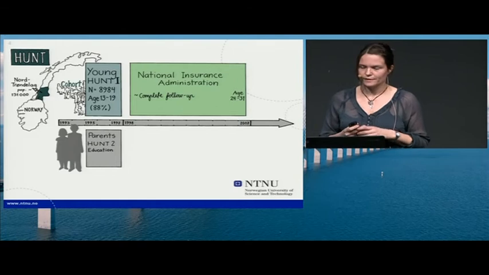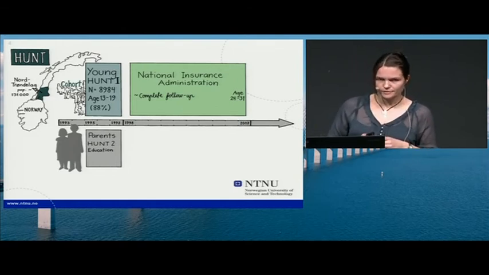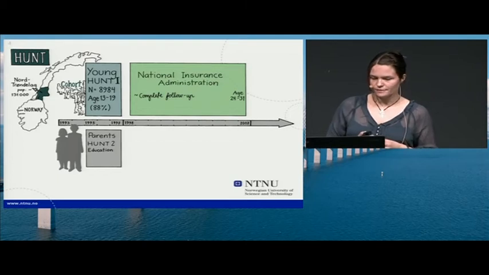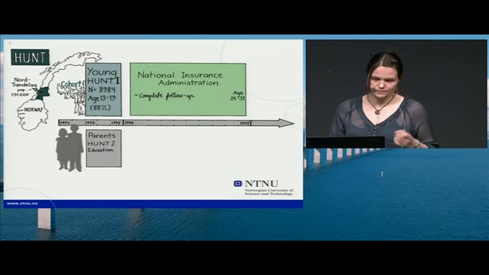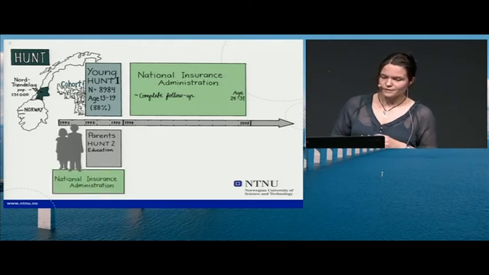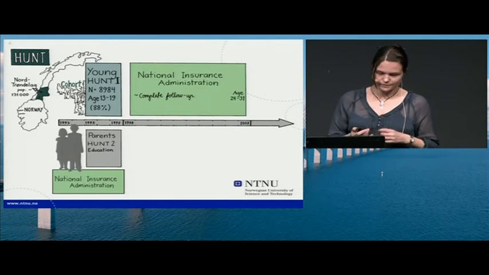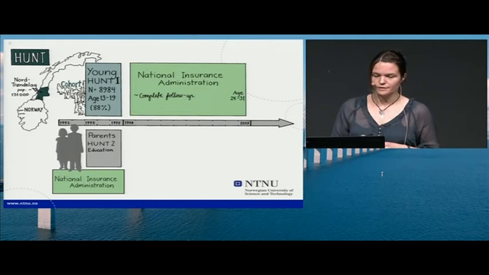Between 60 and 80% of their parents participated in the HUNT 2 studies, done at the same time as the Young-HUNT. And we have information on variables from the parents. And for the parents, we also have information from the National Insurance Administration registers from the time around the HUNT studies.